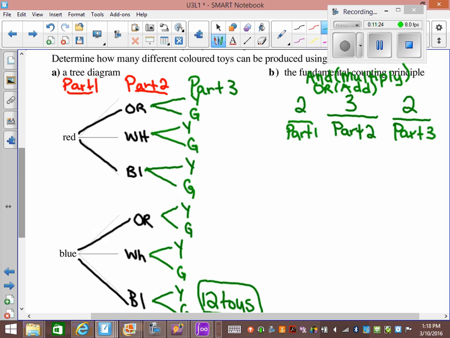So we need part 1 and part 2 and part 3 to make the toy, so we multiply, which gives us 12 toys. And that's why the fundamental counting principle works. You need each of those parts to make the whole. You need each stage to get the whole thing.